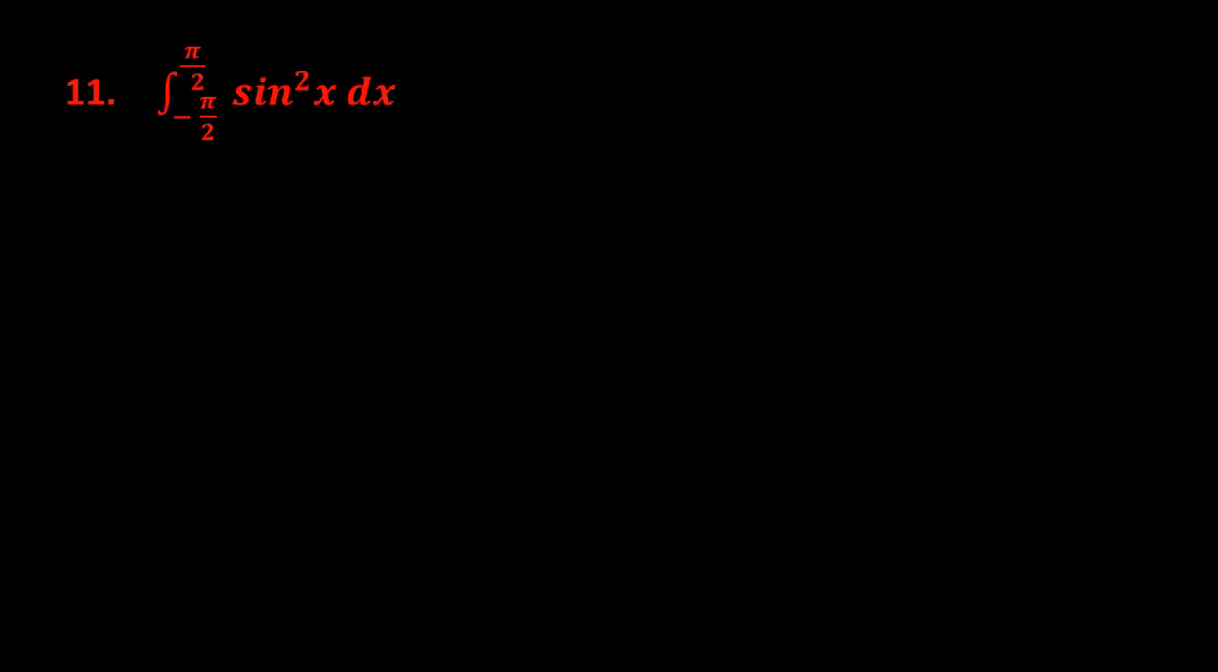Now let me solve question number 11. The question is integration from minus pi by 2 to pi by 2 of sin square x dx. So in this question, our lower limit is minus pi by 2, the upper limit is pi by 2, and the function is sin square x. Let us denote this integral by I, and let it be equation number 1.